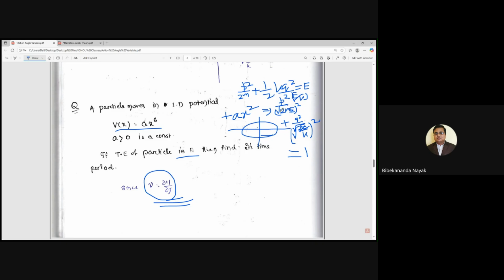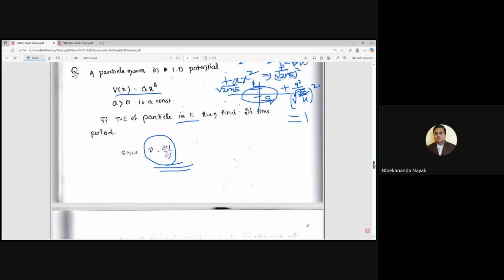One axis is A equal to root over 2mE, and B is equal to root over 2E by k. Generally p and q are the axes. So you can say here on the p axis, A is nothing but root over of 2mE. So for x squared we have root over 2mE, and q is equal to root over of 2E by k.